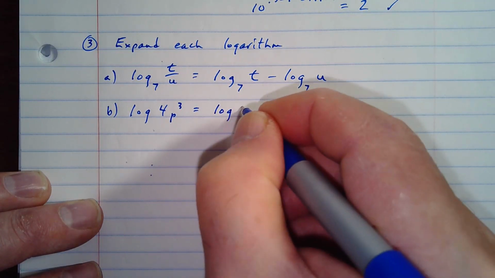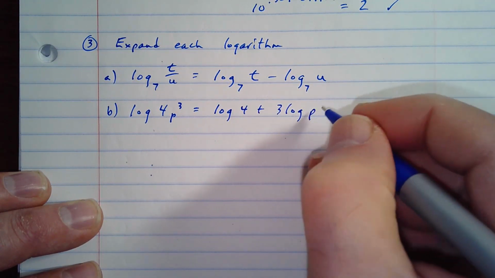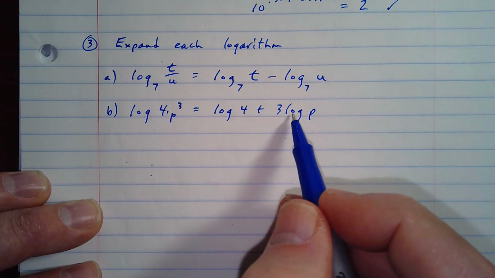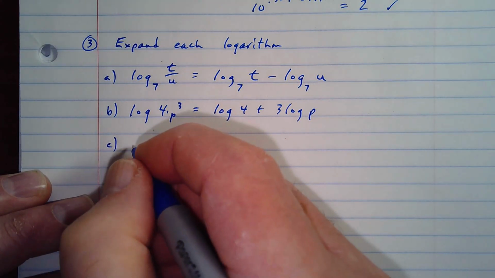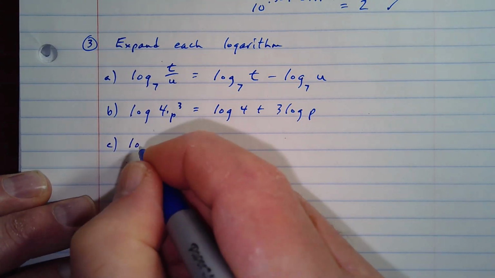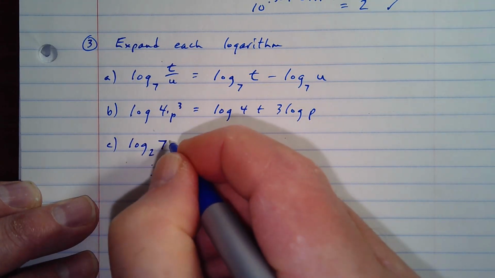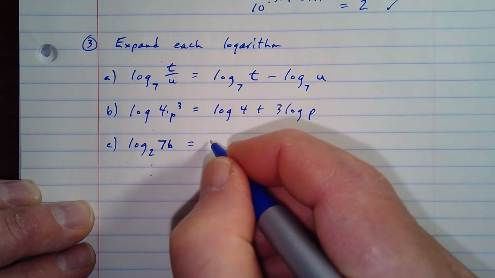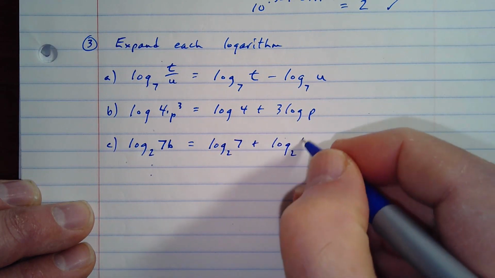So this would be log of 4 plus, and then 3 log of p. So the plus sign takes care of the product here. The p to the third, that's this 3 log p. I didn't give you much time to pause that, sorry. All right, third example of this section. So how about log base 2 of 7b? I'll give you a little pause here, see if you can do that one. All right, this one will be still log base 2, but of 7 plus log base 2 of b.